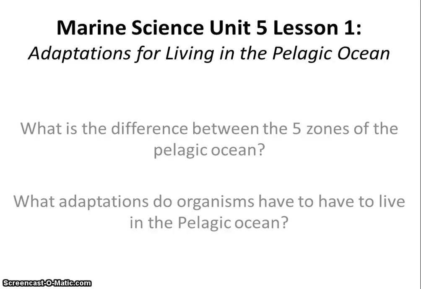So that concludes this lesson. We started talking about the 5 zones of the pelagic ocean: the epi, meso, bathy, abysso, and hadopelagic. Epi, enough light for photosynthesis. Meso, light but not enough for photosynthesis. Bathy and abysso, and for that matter hado, are all completely dark, but they go in that order of depth. Hado is inside an ocean trench.